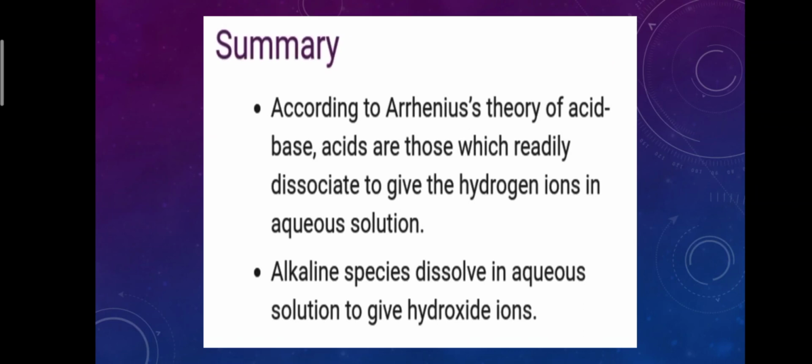Now summary. According to Arrhenius theory of acid-base, acids are those which readily dissociate to give hydrogen ions in aqueous solution. Alkaline species dissolve in aqueous solution to give hydroxide ion. All those bases which dissolve in water are called alkali or alkaline species, the bases which readily dissolve in water.